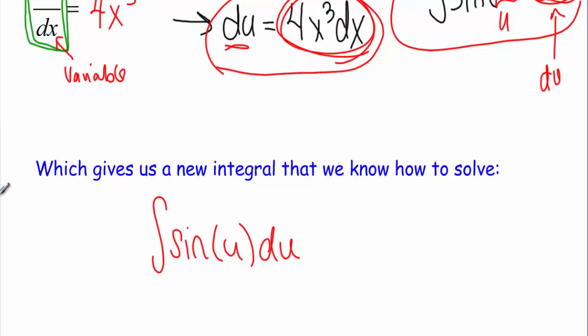And that one we know how to do. So what's the antiderivative of sine? Negative cosine of u. Do I need a plus c? Yes, there's no limits of integration, so I have to have a plus c.